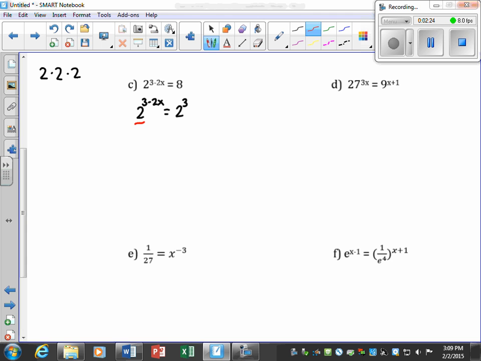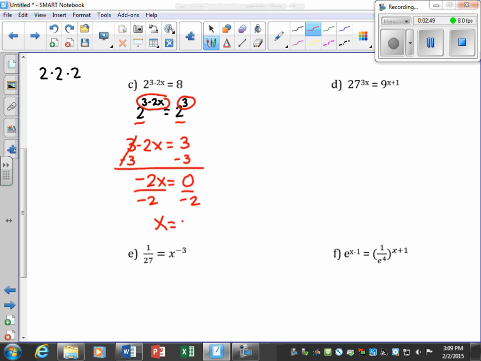And that's nice when the bases match. I just set the exponents equal to each other, so it's 3 minus 2x is equal to 3. And now we're just doing basic algebra, solving for x. So to get x by itself, I'm going to subtract 3 from both sides. 3 minus 3 is 0. Divide both sides by negative 2. x is equal to 0. So we solve and find our solution.